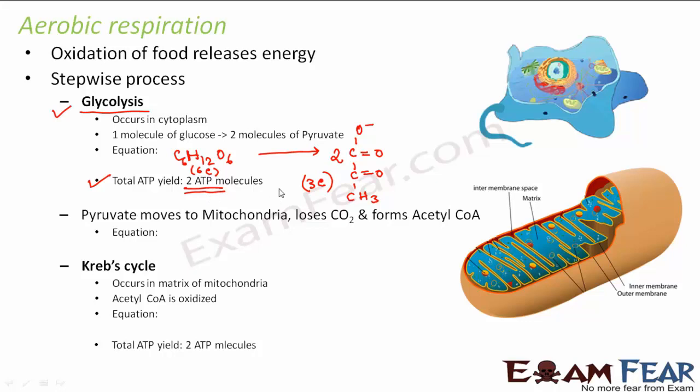So now what happens to this pyruvate? This pyruvate, which was created in the cytoplasm, will now move to the mitochondria. You remember what is mitochondria? It is the powerhouse of a cell. It is a cell organelle where actually energy generation takes place. So this pyruvate will move to mitochondria, and in mitochondria it will lose carbon dioxide and thereby form acetyl coenzyme A. So what happens? So this is the pyruvate.